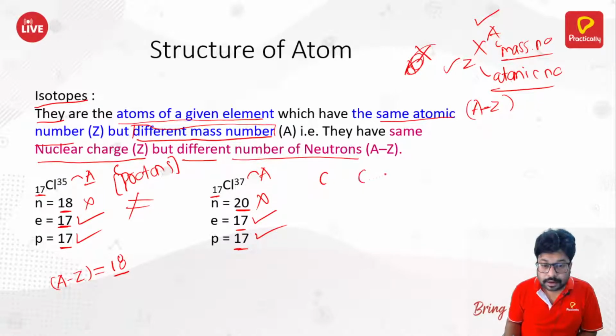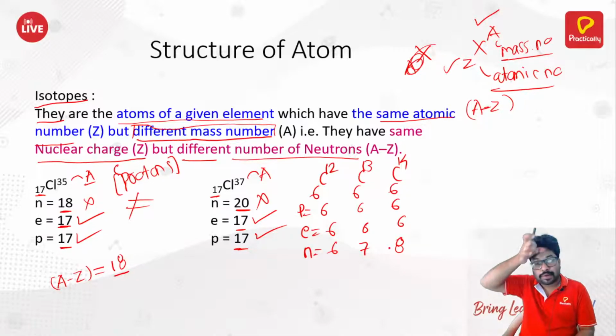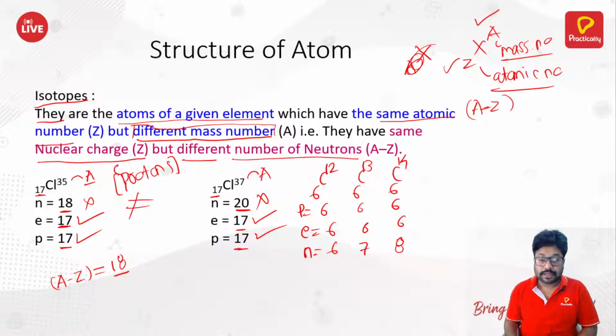Carbon. 6, 6, 6. Mass number 12, 13, 14. If you calculate the number of neutrons, protons for them, how many protons do they have? 6, 6, 6. How many electrons do they have? 6, 6, 6. How many neutrons do they have? 12 minus 6, 13 minus 6, 7. 14 minus 6, 8. So you can see here number of neutrons are different. So these are the isotopes of carbon.